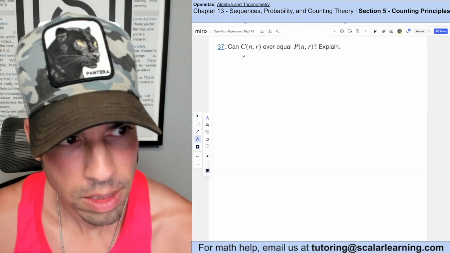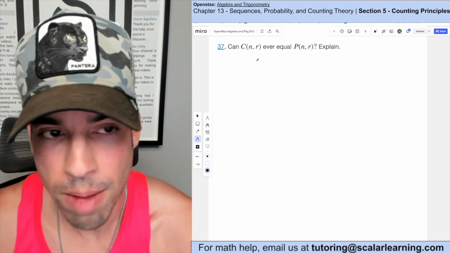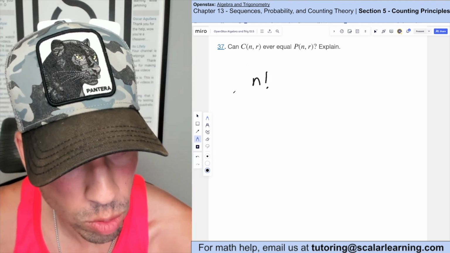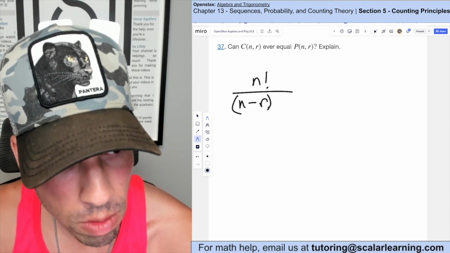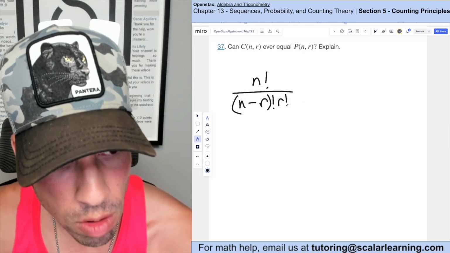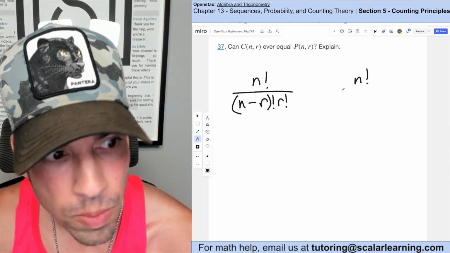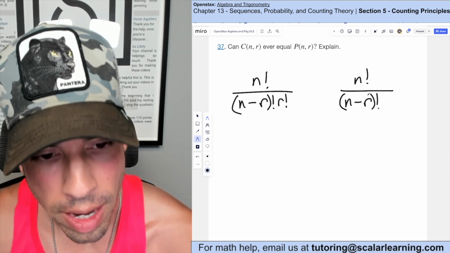Done. Can C n of r ever equal P n of r? So basically, can a combination ever equal a permutation? So if we look at the formulas, let's check them out. Let's set them equal to each other. So combination is n factorial over n minus r factorial times r factorial. And a permutation is n factorial over n minus r factorial as is, right?